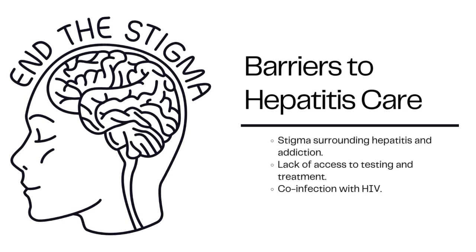Clients with co-occurring hepatitis and substance use disorder may face several barriers to care, the first one being stigma. Clients may fear judgment about their hepatitis status, especially if they are already dealing with the stigma associated with addiction. They may lack access to testing and treatment. Many clients may not have regular access to healthcare, and without consistent medical attention, hepatitis can go undiagnosed for years. We also want to watch out for co-infection with HIV. Hepatitis B and C are more likely to occur in individuals who are also living with HIV, further complicating treatment and care.